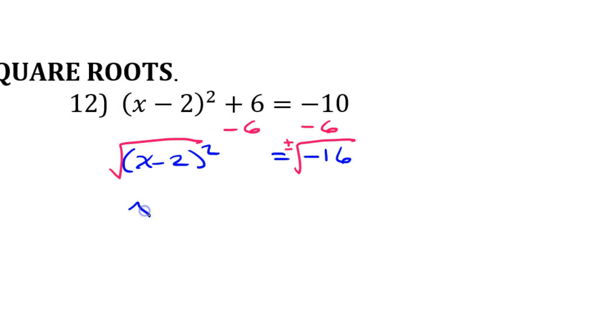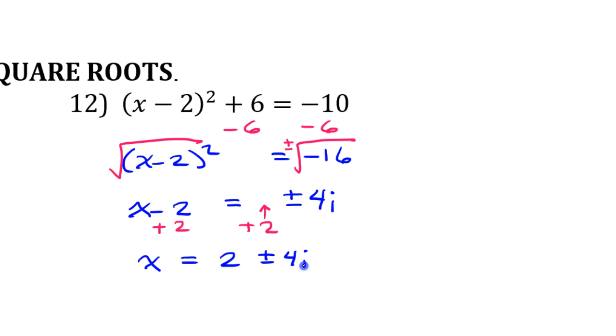So that gives me x minus 2, alright, the radical and the square cancel each other out, is equal to plus or minus. Now this negative is going to be an i later. So focus on the square root of 16. That's 4. But because it was negative, it will be 4i. Now, to get x by itself, I will add 2 to both sides and put it in the very front anytime you have a plus or minus. So that's going to give us x equals 2 plus or minus 4i.